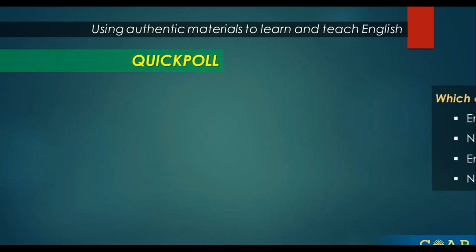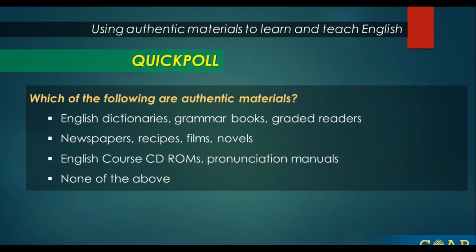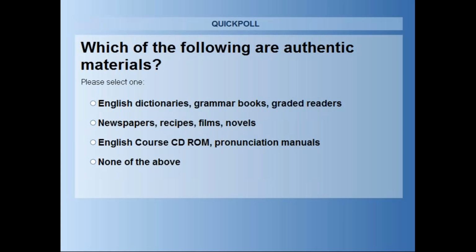Okay, this is which of the following are authentic materials? There are 4 groups. The first group, English dictionaries, grammar books, graded readers. And the second group, newspapers, recipes, films, novels. The third group, English course CD-ROMs, pronunciation manuals. And the last one, none of the above. Okay, so the poll is up.